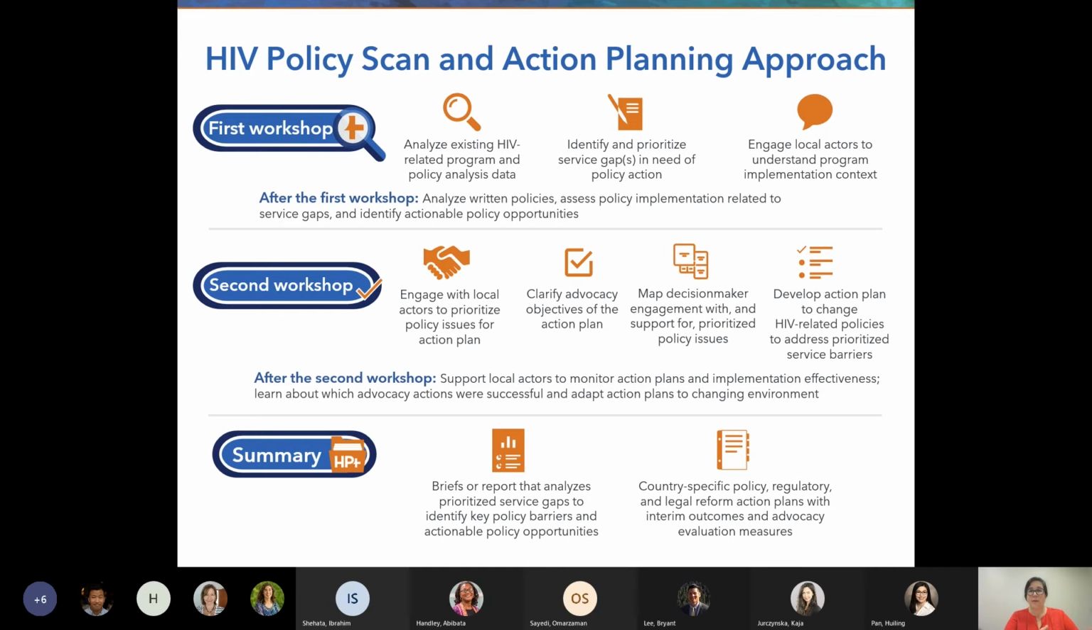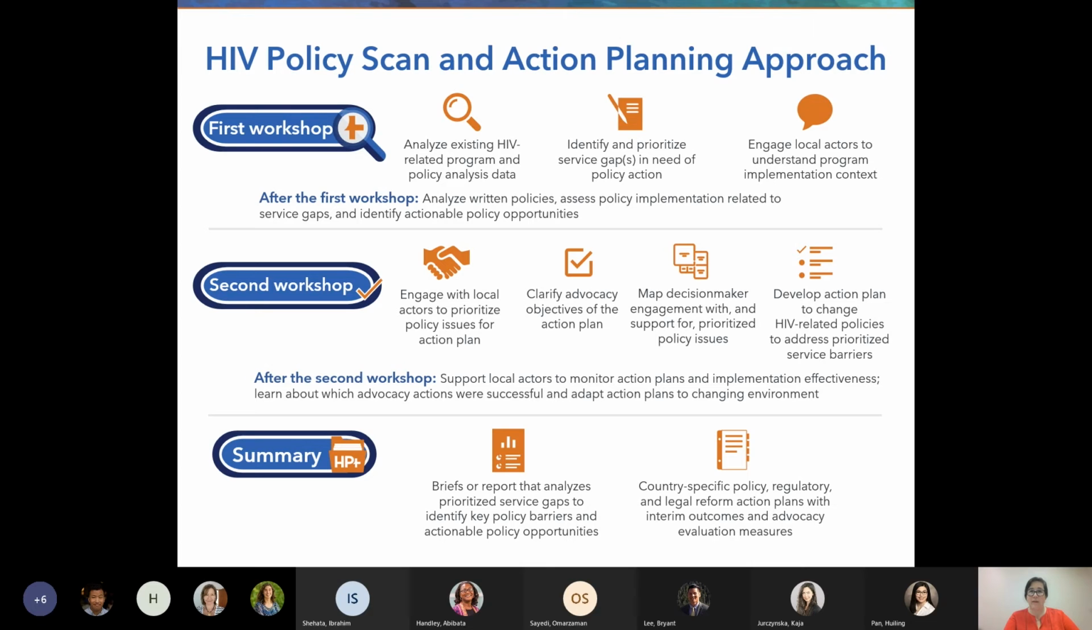And then we engage in discussion during that workshop to understand the real implementation context. And the idea there is that what's written in a policy document, and what happens in reality, are often very different things. And so we want to try to understand how a policy is actually being implemented.